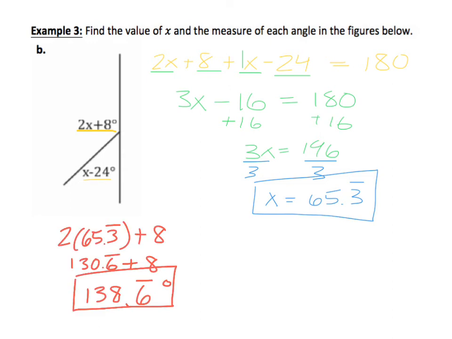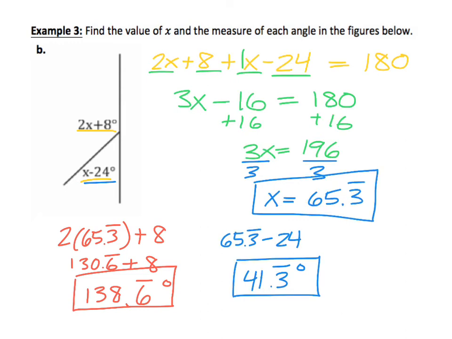And for our other angle, we evaluate the second expression, x minus 24. So again, x is 65.3 repeating. Subtract 24 from that, and we end up with 41.3 repeating degrees. So those are the two types of problems that you're going to see that have to do with complementary angles and supplementary angles.